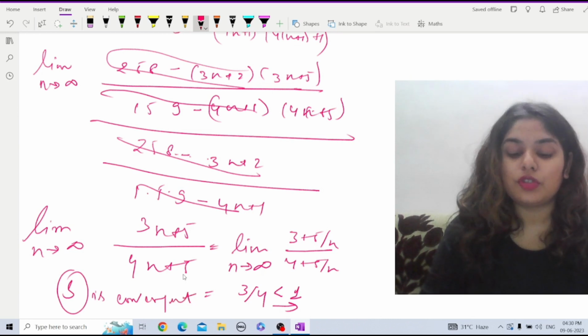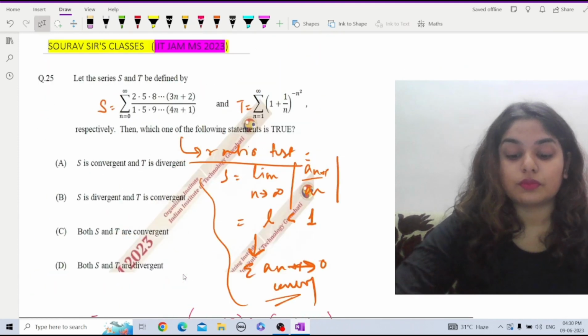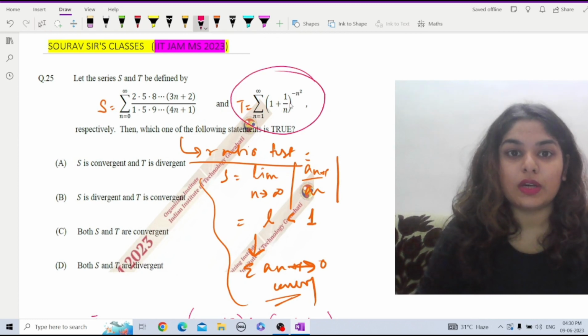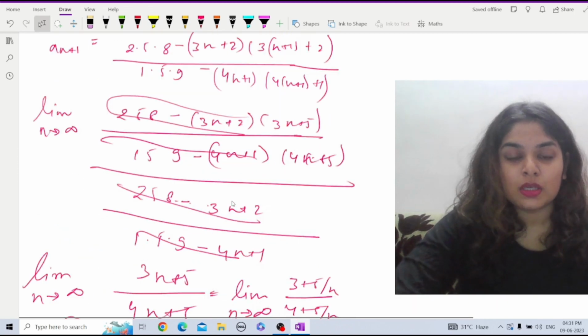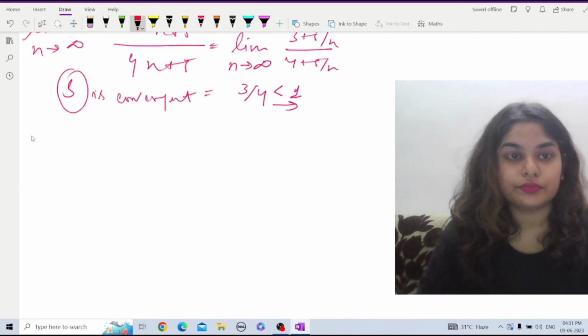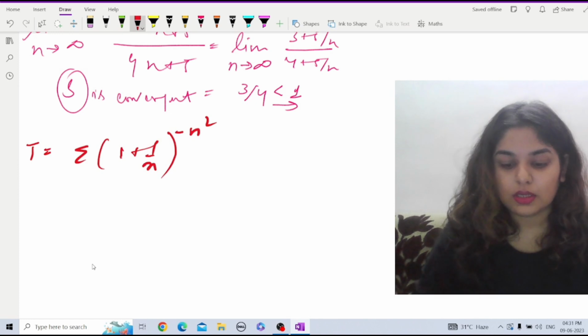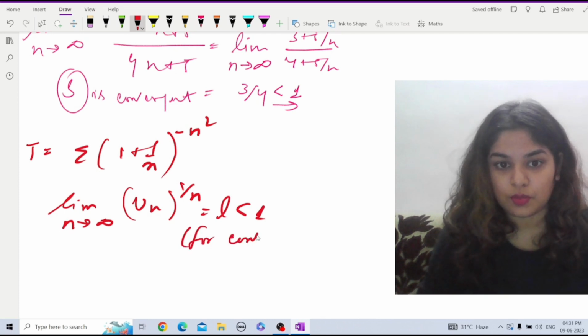Correct? Now we have to check it for T. So T is this, that is the summation n equals 1 to infinity of 1 plus 1 by n. Instead of using this ratio test formula, we will use another formula. So first let us write down T is equal to the summation of 1 plus 1 by n to the power minus n square. Here we have to show that limit n tends to infinity of u n to the power 1 by n is equal to L less than 1 for convergence. So we can use this formula here.